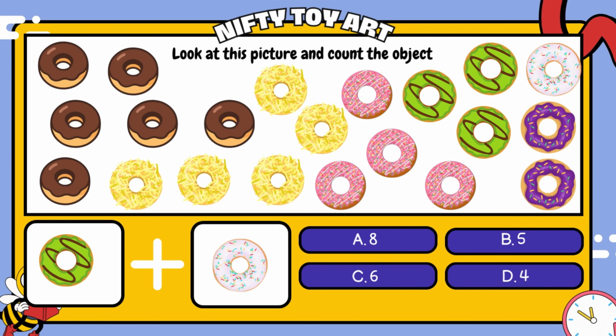I want to take all the green tea donut plus the vanilla donut. So what is the total number of donuts? That's right, 4 donuts.